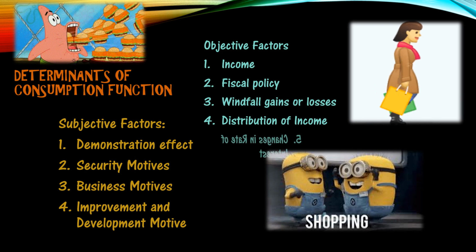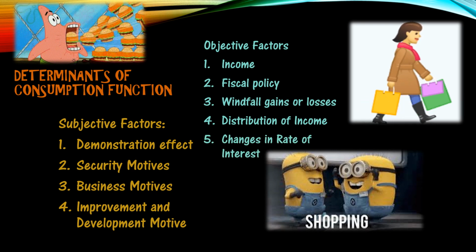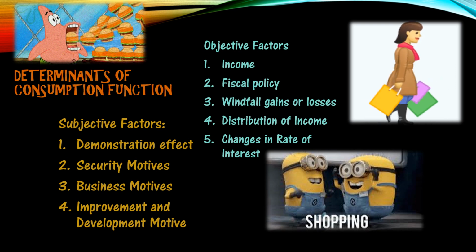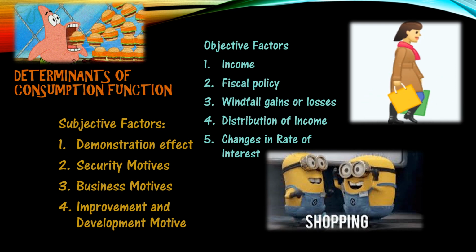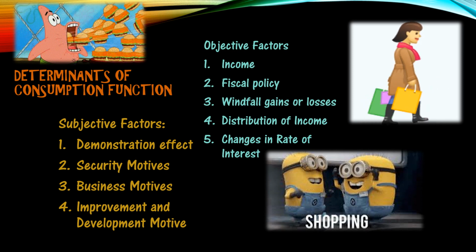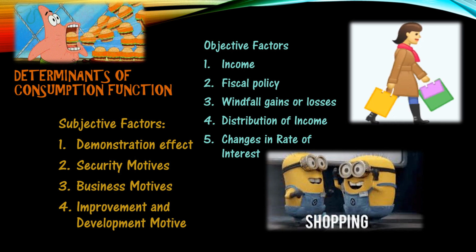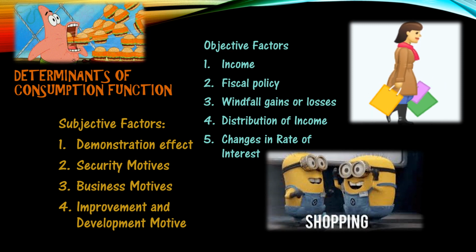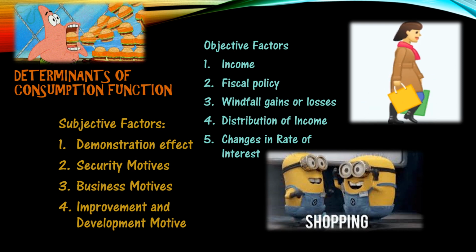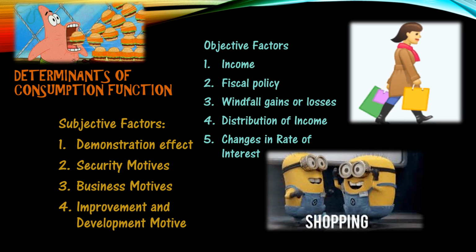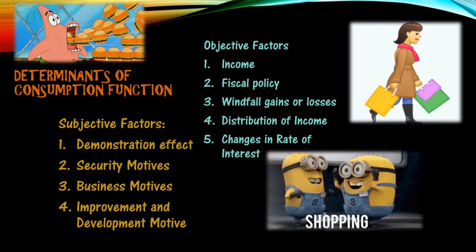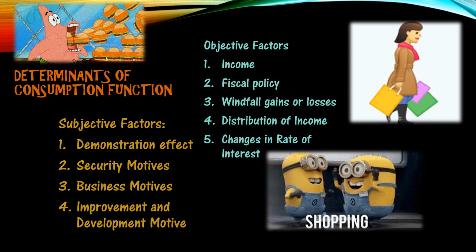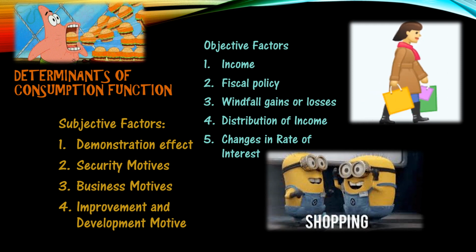Now coming to the first subjective factor, the demonstration effect. When we speak about the demonstration effect, we are saying that when a group of people try to imitate another group's consumption pattern, whenever there is an increase in income, the consumption also tends to increase. Hence, when a community is trying to imitate others, with the increase in income, the consumption tends to increase sharply. In case of security motives, when people are not sure about their future, even if the income increases, the consumption does not increase sharply, rather savings increase.